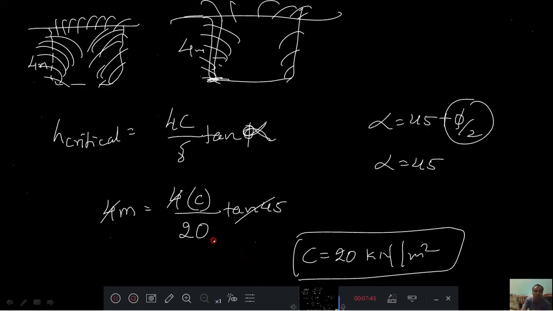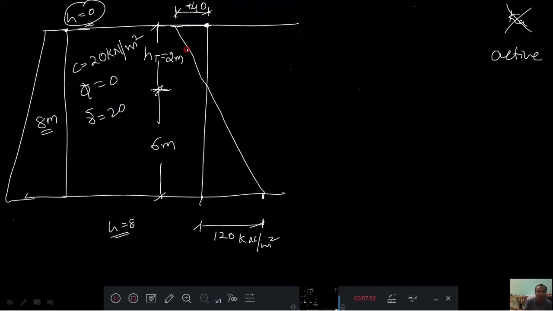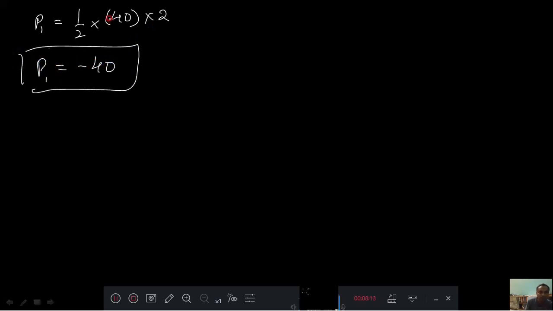Right. Now go back to the problem. What they want is the total active earth pressure, only that much they mentioned. Total active earth pressure means this is a negative pressure, this is P1, and this is a positive pressure, this is P2. That I want to calculate. Therefore P1 is equal to half into 40 into 2 meter. Therefore P1 is minus 40.